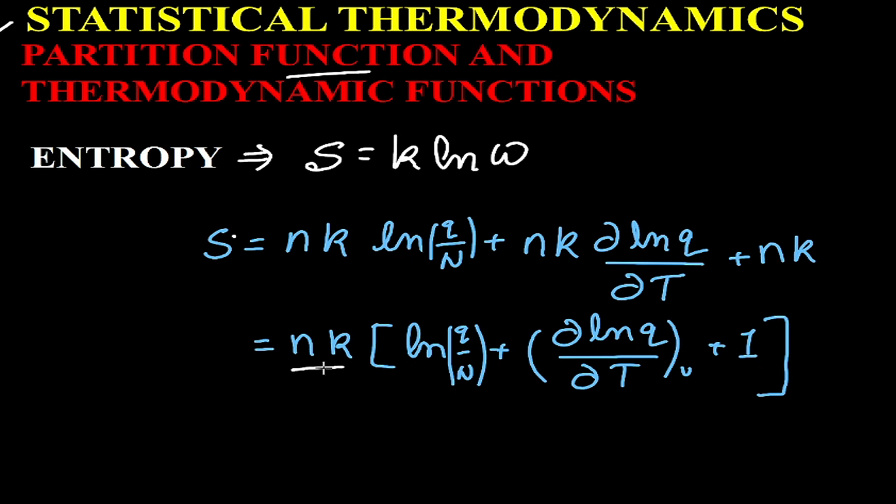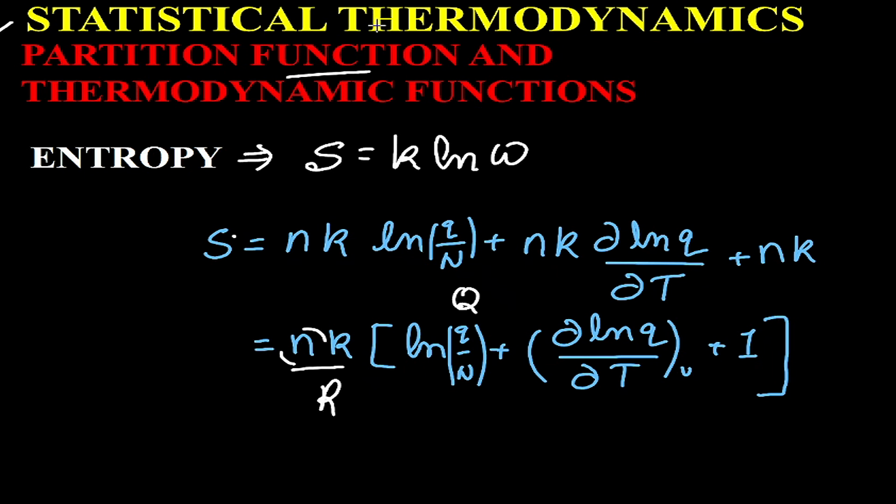Now this N into k, if N is 1 mole, then we could write it as R, that is the real gas constant, and q/N could also be written as capital Q, which is the molar partition function. And in many books the value of 1 is neglected as it is very small compared to all those values. So in some books you won't see this one also. I have taken it from Puri Sharma Pathania, and over there the 1 is used.